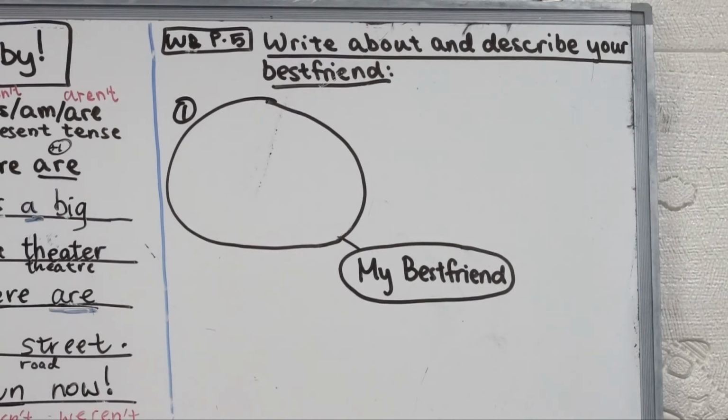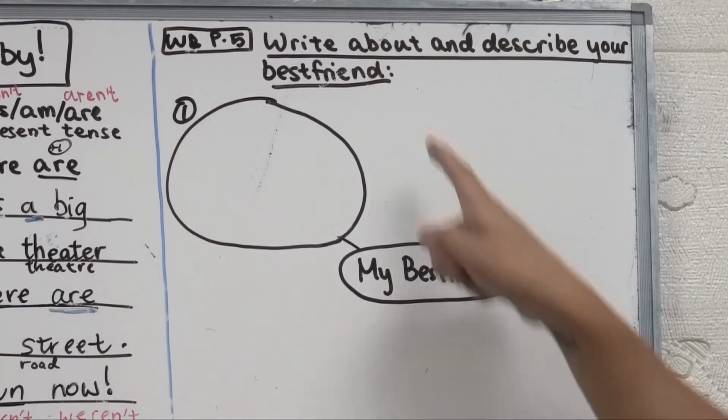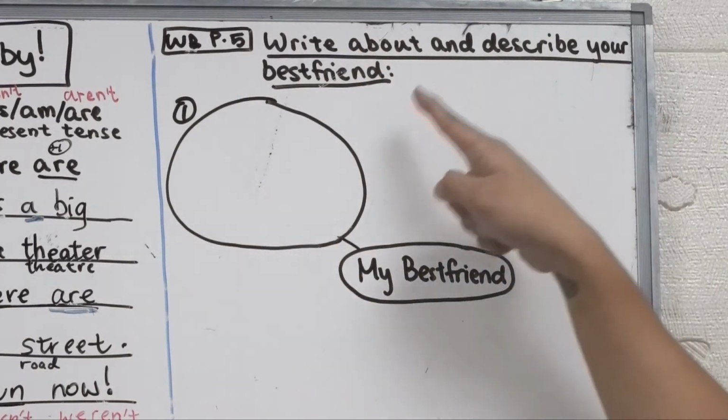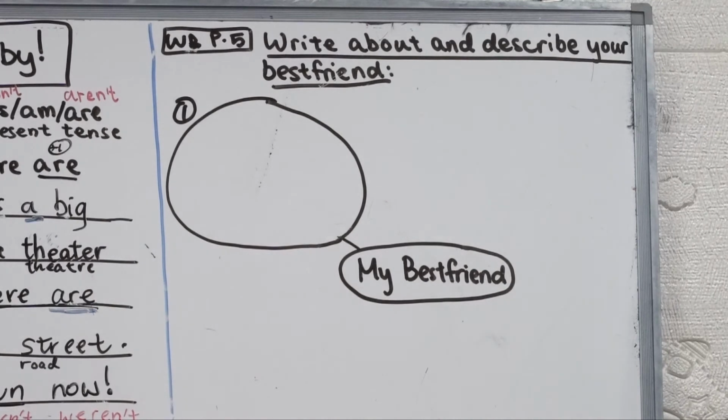So, the question for workbook page 5 is, right here. The question for page 5 is, write about and describe your best friend. Now, how do we put our ideas in an organized way so we know how to write them down carefully, okay? So, we have lines in page 5, right? We have many lines.